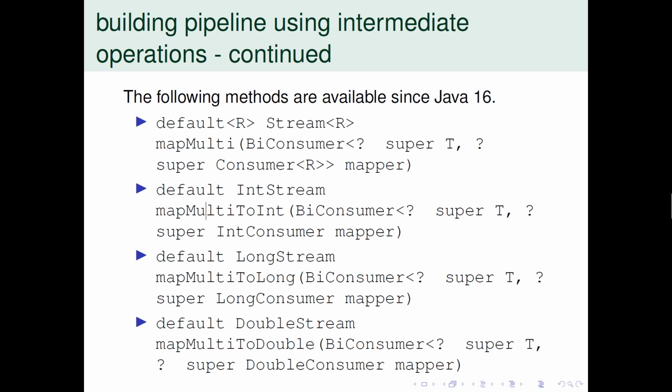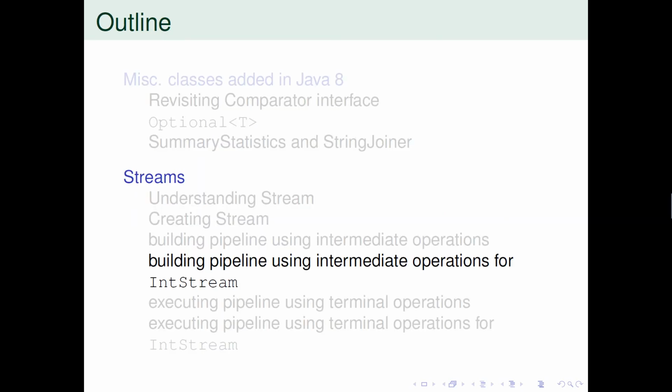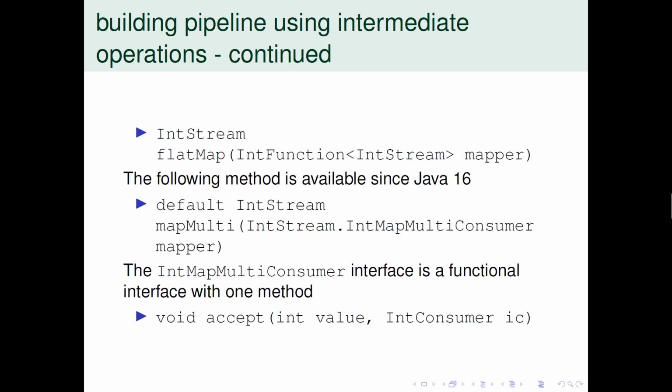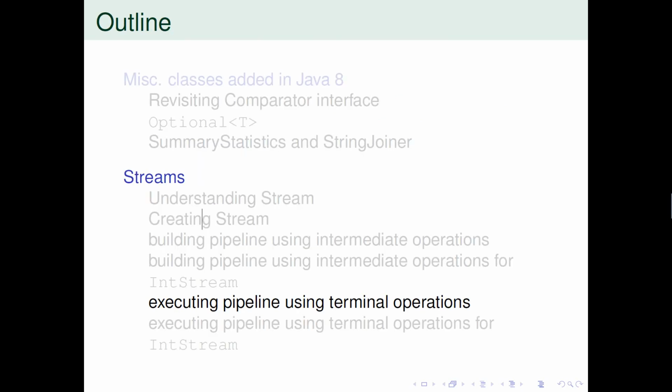So this is the mapMulti method. This is where we have the intermediate operation. It is meant for int, long, and double also. So in the primitive streams, I'll skip this, there are almost similar things, and the mapMulti method is there also.